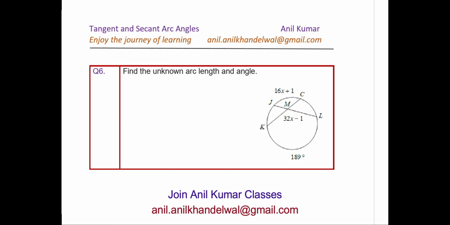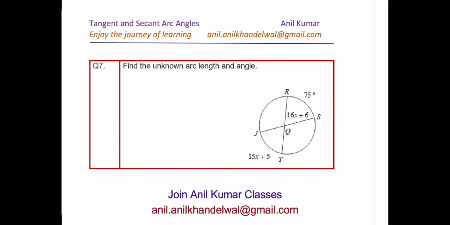Now here we are similar to what we had done earlier. You need to find the unknown arc, which in this case is this, and the angle, right? These are the two things you have to find from the given information. Since it is inside, I'll definitely write down the equation for you, which clearly is that this angle 32x minus 1 should be equal to half the sum of these two, which is 16x plus 1 plus 189 degrees, correct? So that is how you have to write the equation and then solve it.